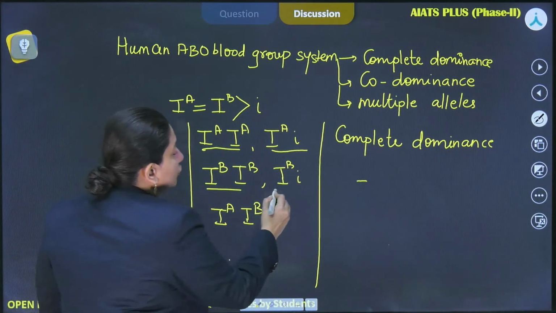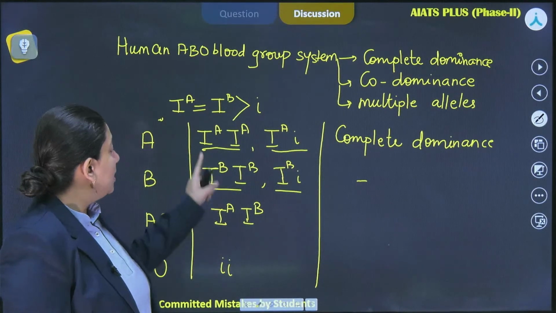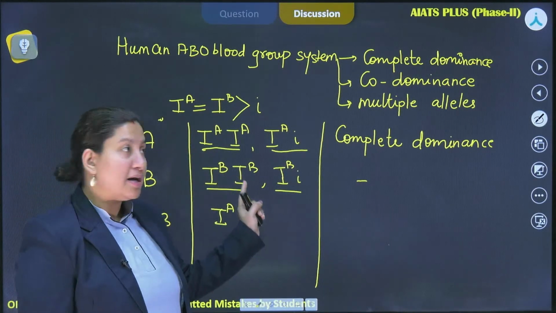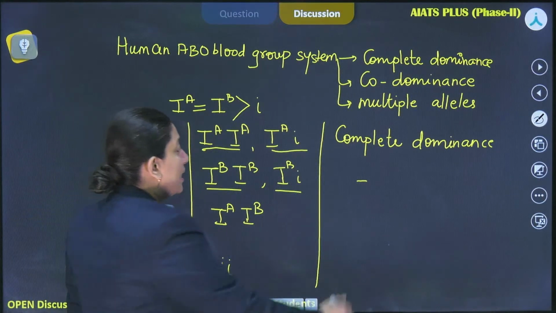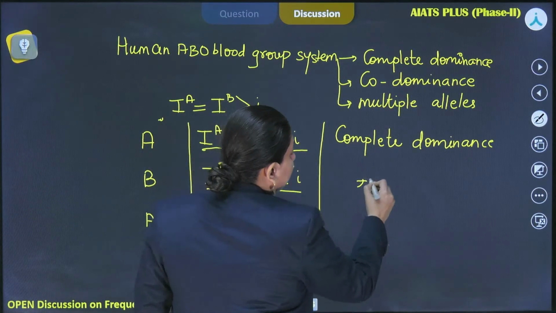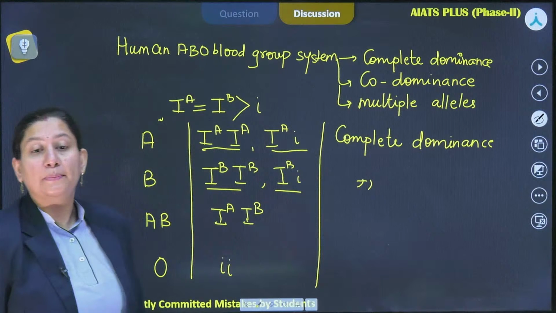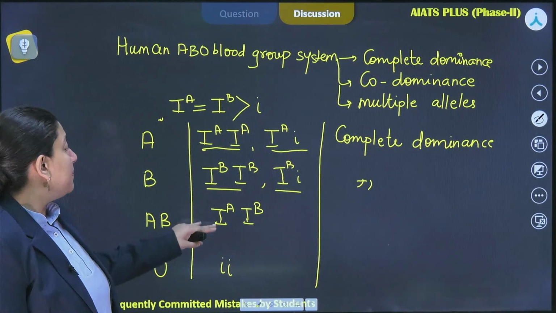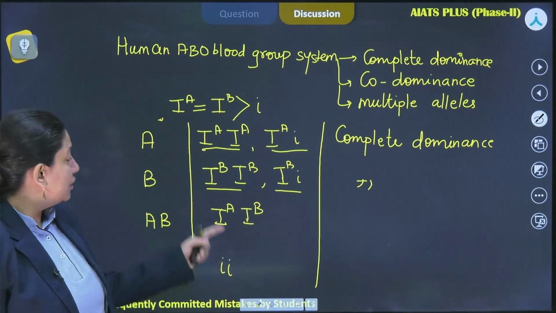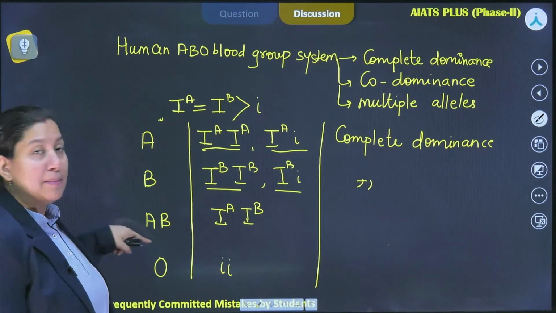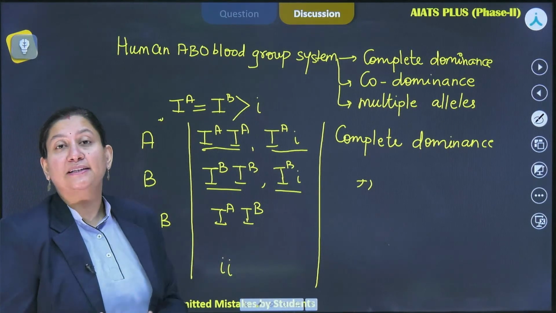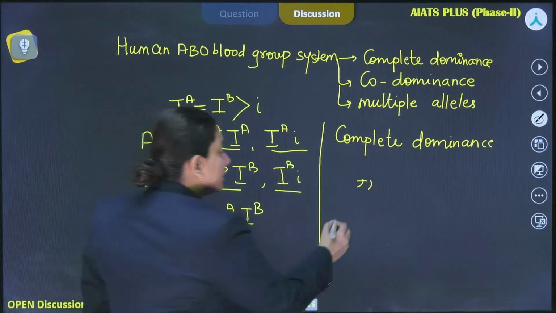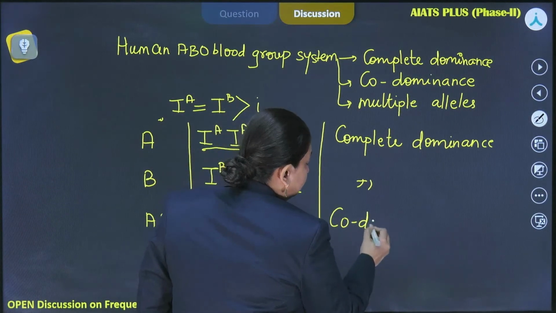Same holds true for this case also. When the IB allele is present with another IB or small i, again the B blood group is going to be there. So this is also a case of complete dominance. Now coming to this IA and IB. Over here the blood group is AB. That means both the alleles are expressing themselves equally. So this is a case of codominance.